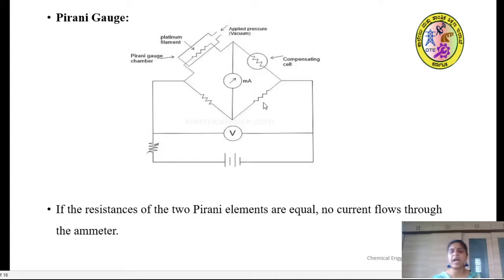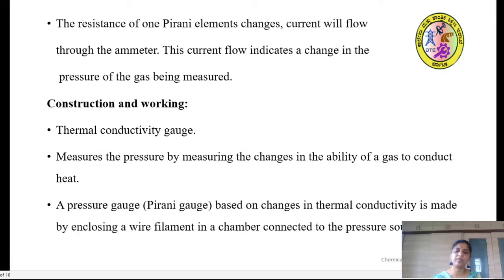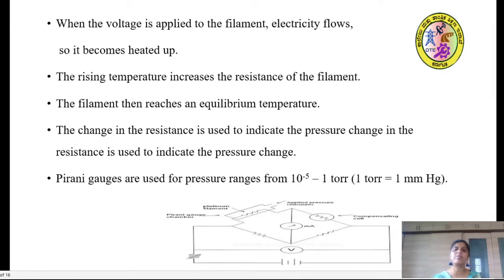The changes in the heat will be measured in terms of changes in the temperature. The temperature is directly proportional to the resistance. The change in the temperature causes a change in the resistance. The change in the resistance will allow the current to flow. So the flow of current will be indicated in terms of the pressure which you want to measure.